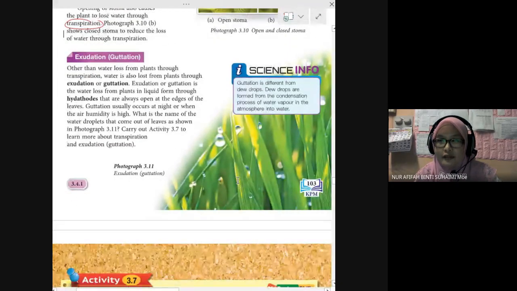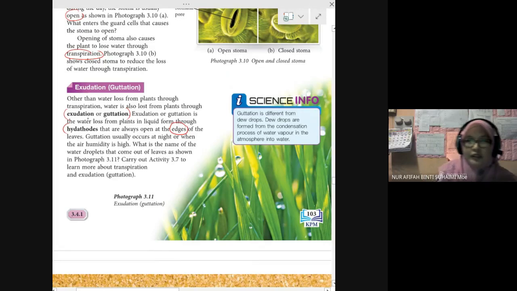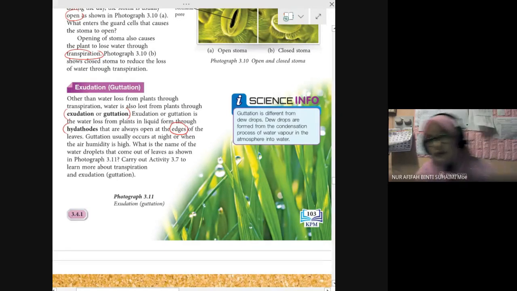Right, this one, exudation or guttation. What is exudation or guttation? It is also water loss from plants, but this one we call guttation or exudation, because the water is lost from the hydathodes. Hydathodes are always open at the edge of the leaf.